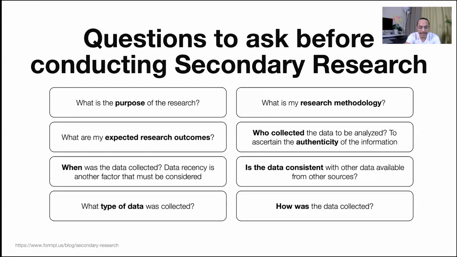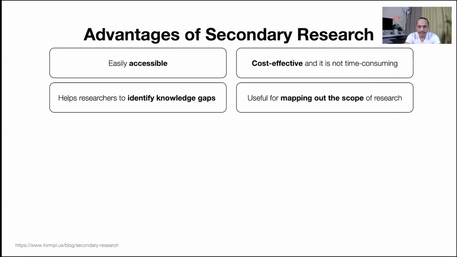So this is basically data collected by third parties. What type of data was collected? If you are analyzing data that was published by company X, then who is that company? Check the background. Is it a valid, real company, or was it published by some random individual? So focus on the source of the data. And what are the advantages? It's easily accessible. Anytime you can go online and get this information. It's cost effective, and it's not time consuming.